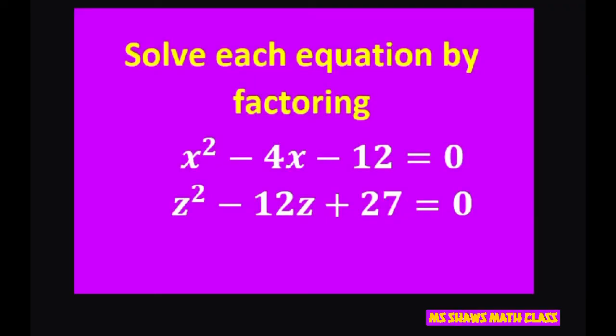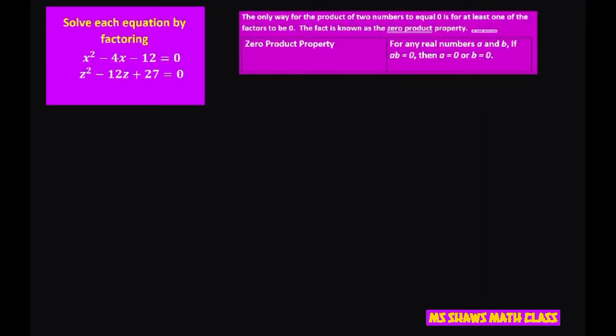Hey everyone, we're going to solve each quadratic equation by factoring. What we're going to use is the zero product property. Basically that means that if we're multiplying two factors and one of them is zero, then the whole product is going to be zero. So let me illustrate.